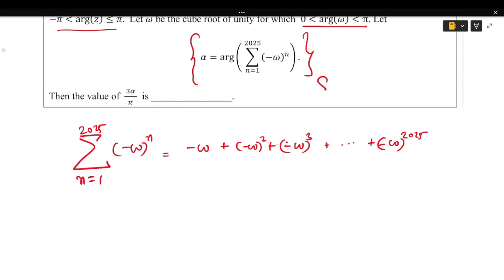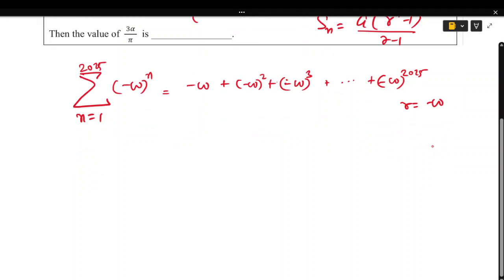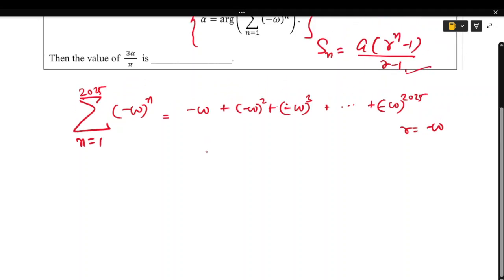Now the sum of the GP up to n terms formula is a times r to the power n minus 1 upon r minus 1. So here we can see our r is minus omega, and the modulus of minus omega is 1. So there's no need to use any different formula. We'll use this formula only.